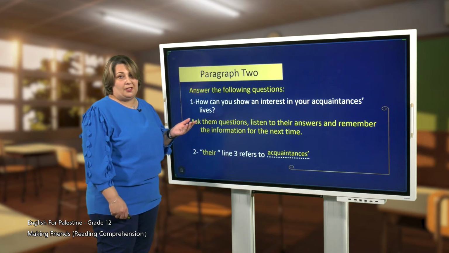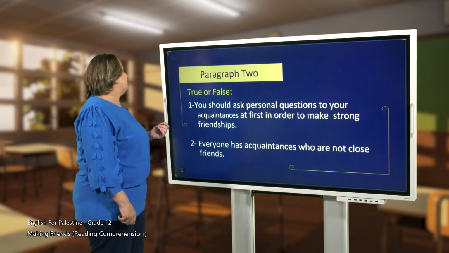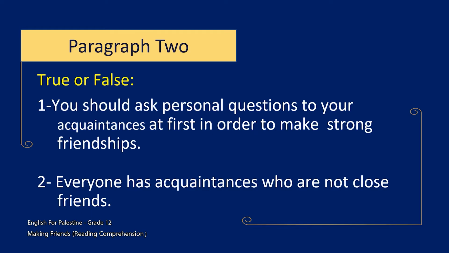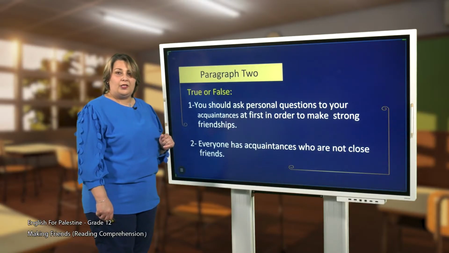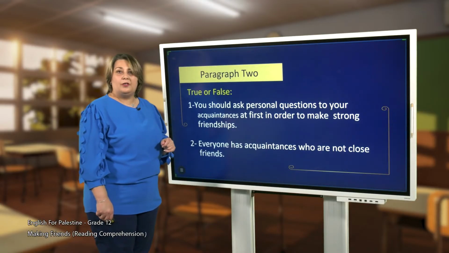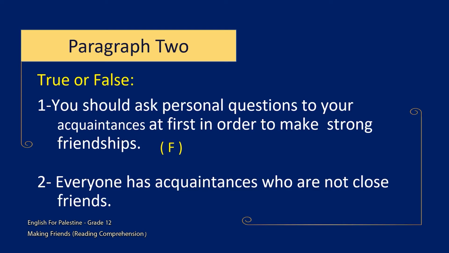Okay, now let's move to the next part of the questions that I did not show you before, so it's just like a surprise for you. True or false? Let's see if you remember. Now, you should ask personal questions to your acquaintances at first in order to make strong friendships. What do you think this answer would be? True or false? All right, let's see. Very good. It is false. Number 2. Everyone has acquaintances who are not close friends. What do you think of this sentence? All right. Yes, it is true.